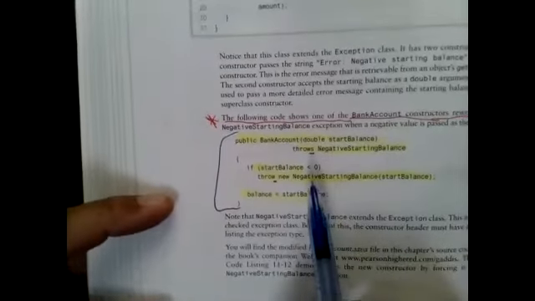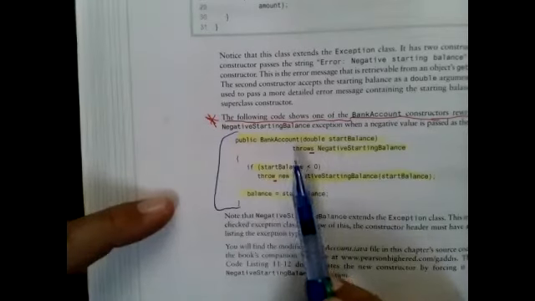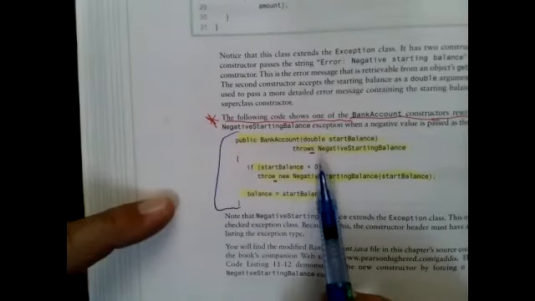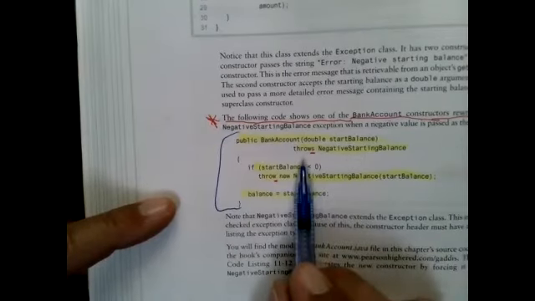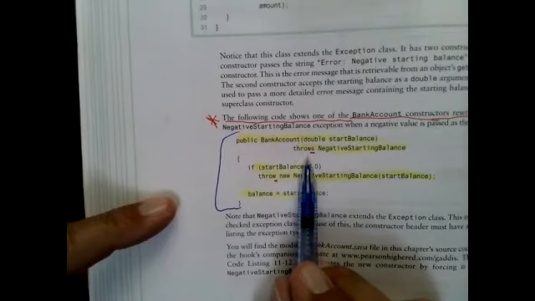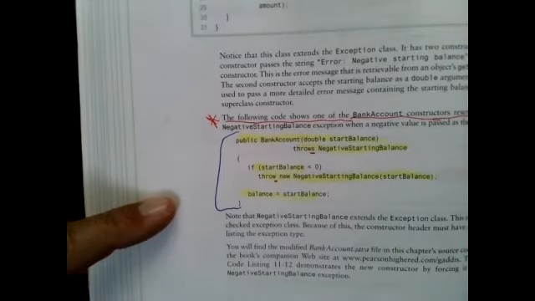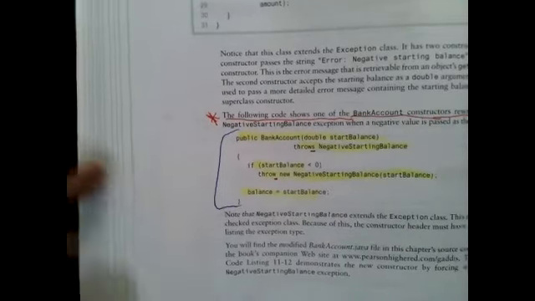Here's an example. I'm going to work on getting this created and I'm going to throw negative starting balance. This is throws, just like it was the IO exception. Here's a throw. Okay.